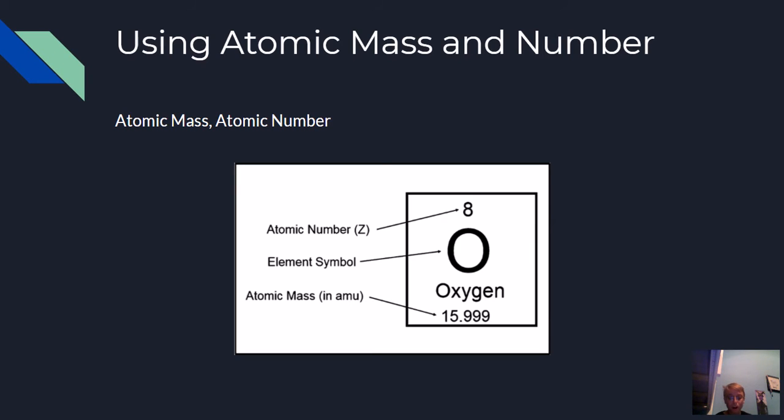An example would be oxygen here, which has 8 protons based on its atomic number of 8. Rounding its mass, there are 8 neutrons, since 8 plus 8 equals 16, which is its atomic mass rounded. And if it's a neutral atom, that means its electron number is also 8.